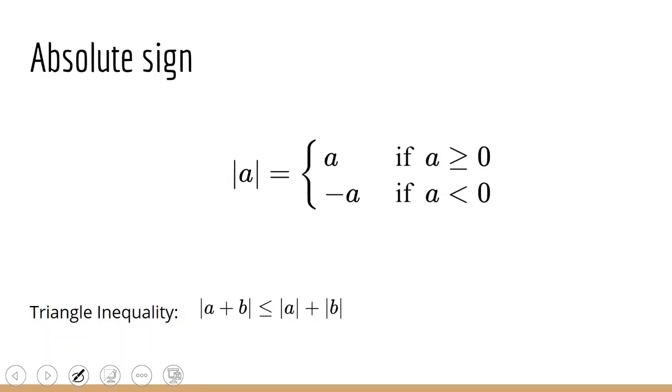Finally, we have the absolute sign. An absolute value is always positive, and so removes the negative sign out of any negative numbers. So if a is negative here, it finds -a, which in turn would be positive.